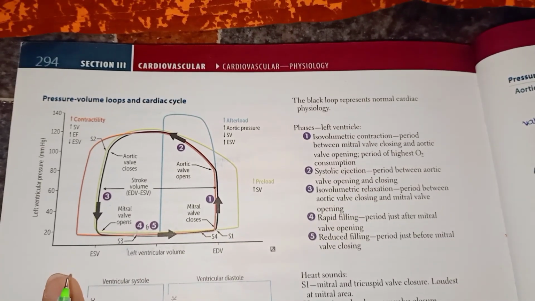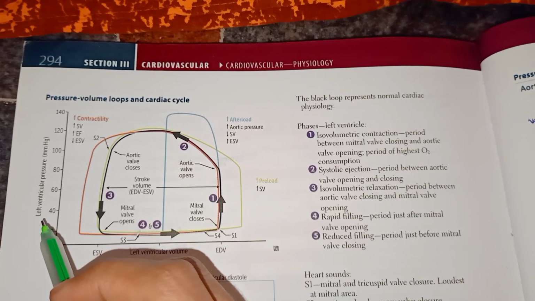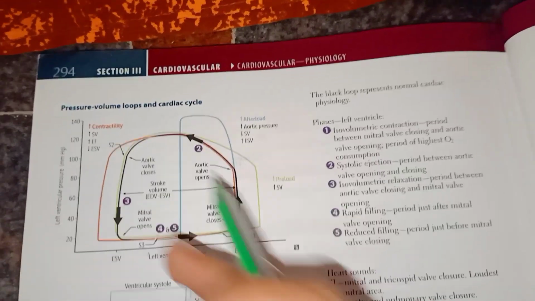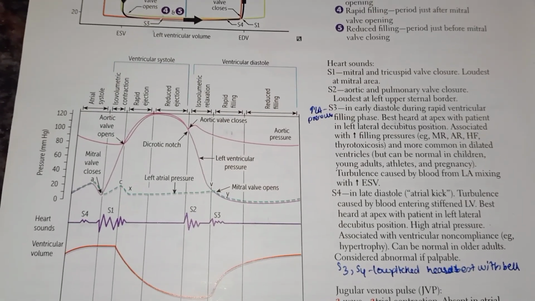On the x-axis you can see the left ventricle volume, and on the y-axis the left ventricular pressure. Like this we made the graph. Now we are going to discuss this graph. This is also very easy.